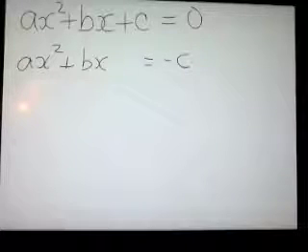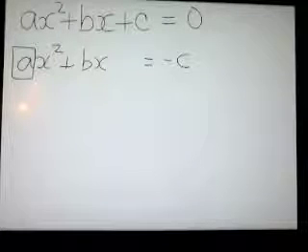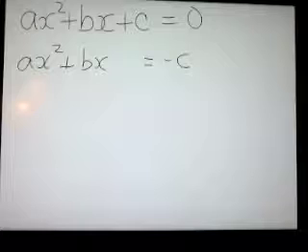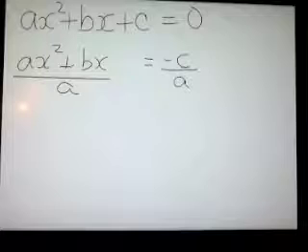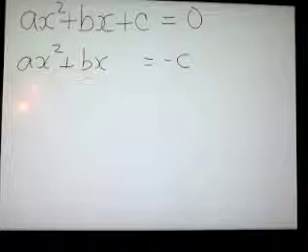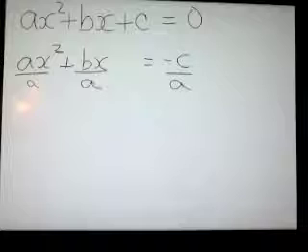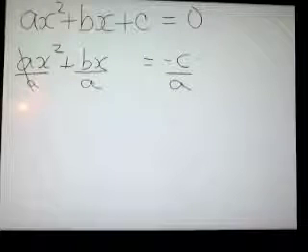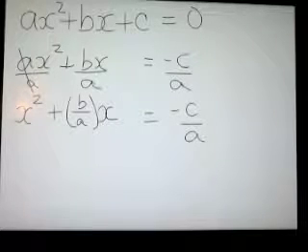All right, if you remember, a cannot be up front. There cannot be a leading coefficient, so it has to be 1. So we're going to divide everything by a. Let's write it this way so there's less confusion: a, and a. What's left over is that a goes away, and we're left with x squared plus b over a x equals negative c over a.